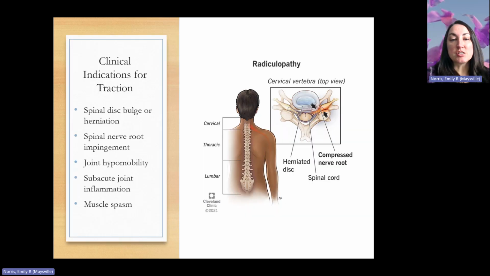Some of the indications, if someone has a spinal disc bulge or herniation, if they have nerve root impingement, if they have decreased mobility of the joints in the spine, if they have some type of joint inflammation that's not necessarily acute but subacute, and if they're having muscle spasms in the low back or the area that you're wanting to treat.